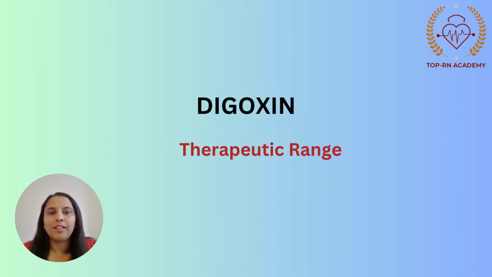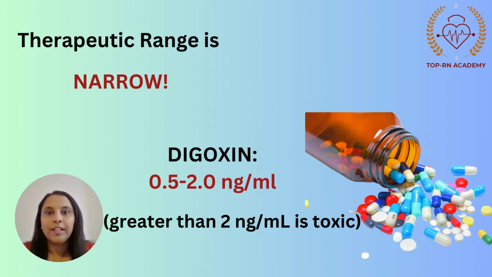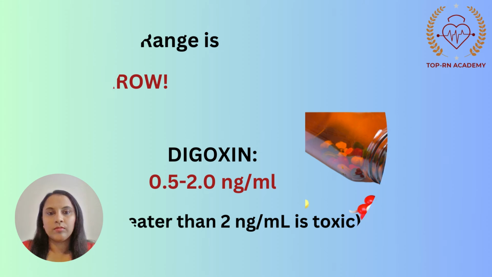Now, let's see the therapeutic range of digoxin, which is very important to be remembered. Dig has a very narrow therapeutic range, that is 0.5 to 2 nanogram per milliliter of blood. If digoxin in the blood is more than 2 nanogram in 1 milliliter, it is toxic and it will cause toxic effects to the body.